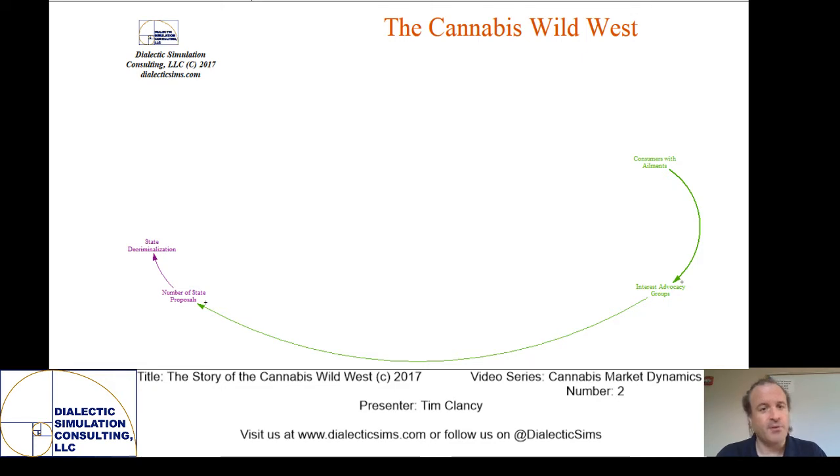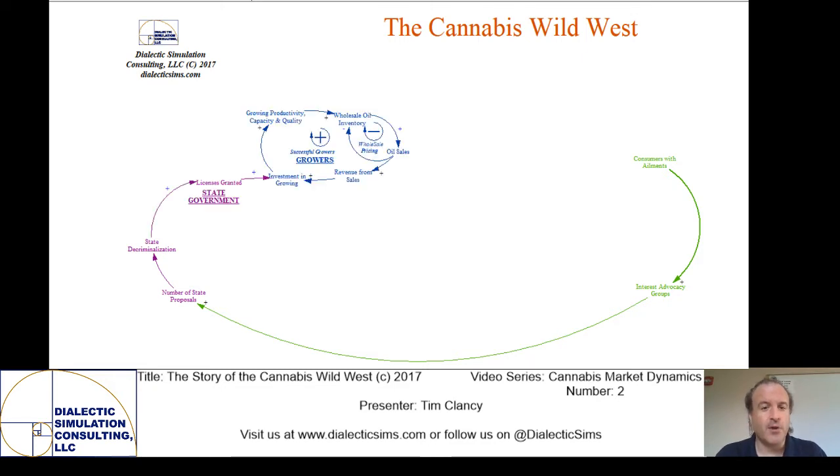Well, what happens after a state decriminalizes? When a state decriminalizes, it creates licenses that are granted to growers, so growers can begin creating medicinal marijuana products. This is extracted oils usually. And you can see here a loop that depicts the economics of growers. Capacity and quality, their inventory, the pricing and sales, revenue from sales, and reinvesting for future capacity. But we still haven't gotten the medicinal marijuana to the consumers.